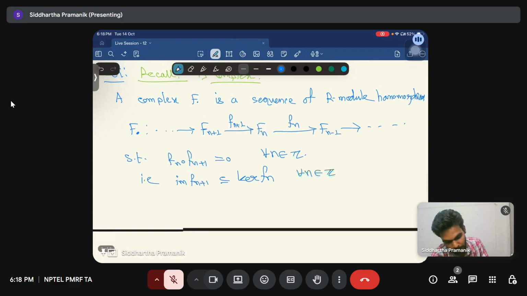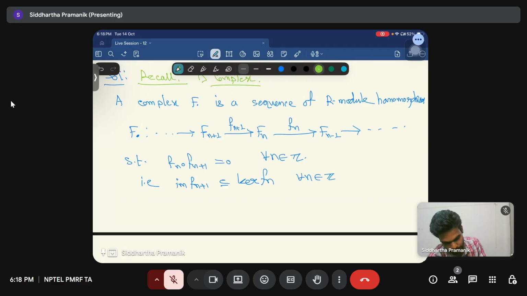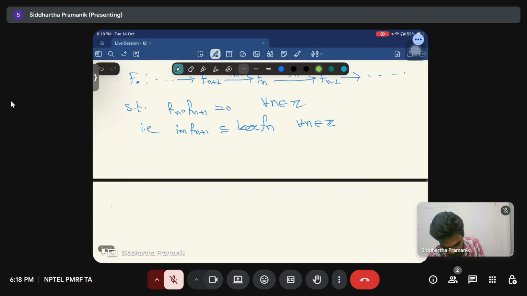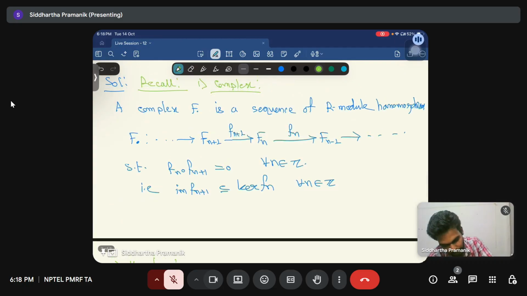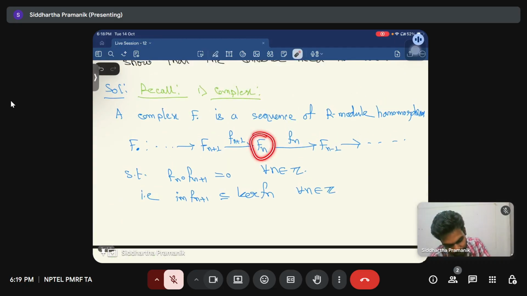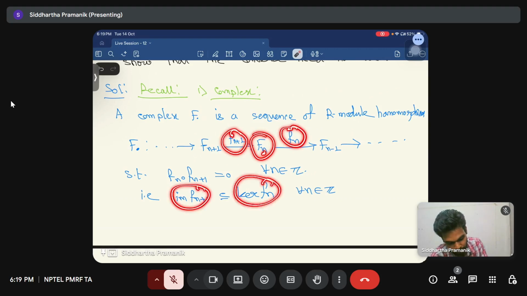Now what do we mean by homology? So note that at every fn, the image of the previous map is contained in the kernel of the next map, right? So image of fn plus 1 is a subset of kernel of fn. So we can consider this quotient, kernel of fn modulo image of fn plus 1. So this will be the homology at the nth stage.